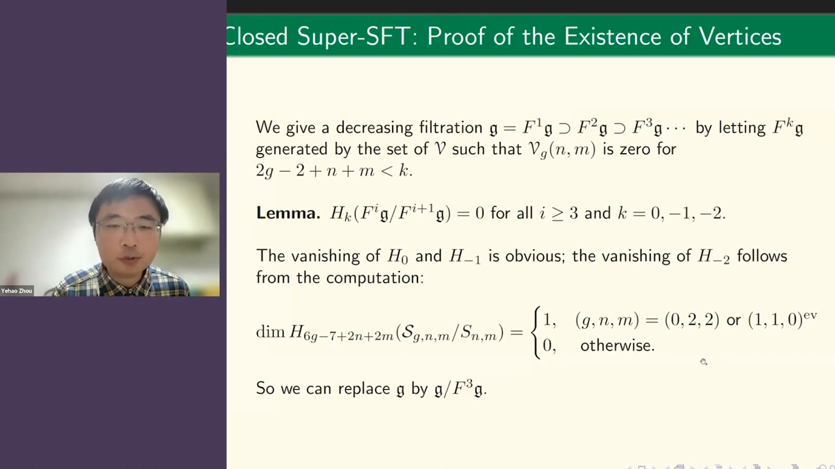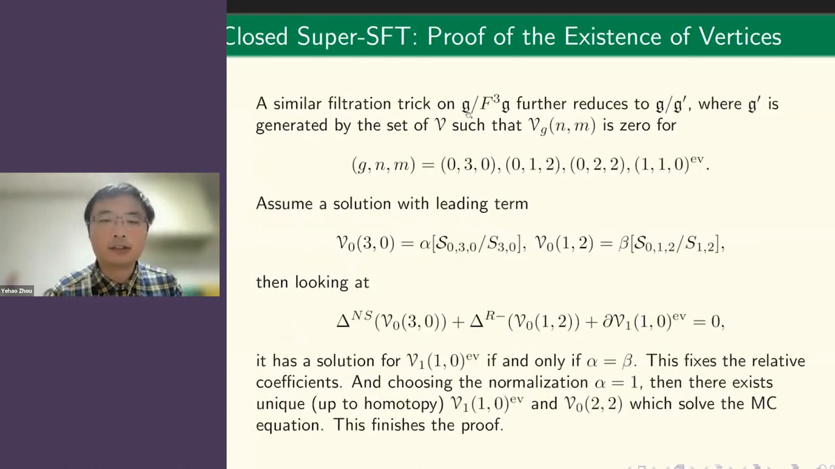And using this lemma, we can replace our DG Lie algebra g. We can use a second step similar filtration trick on this g mod F_3 of g. And this allows us to further reduce it to g modulo g', where g' is generated by those set of V such that V_{g,n,m} is 0 for those exceptional cases, which is basically just the initial data of the BV quantum master equation.